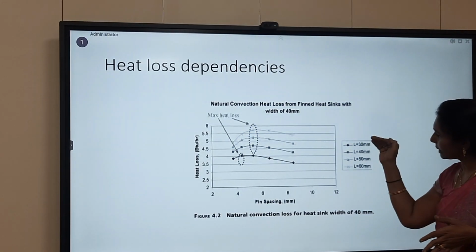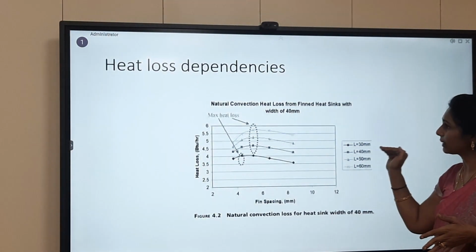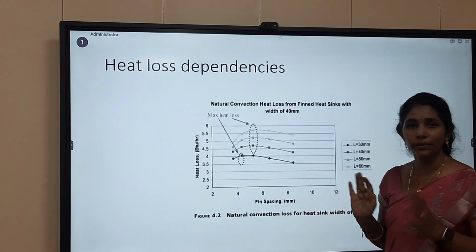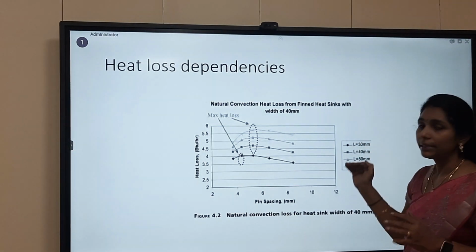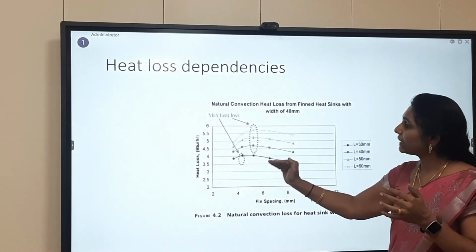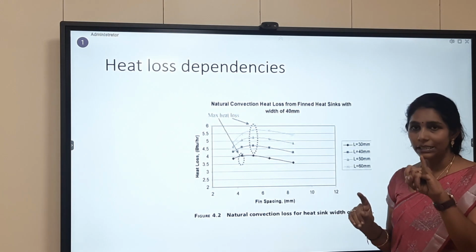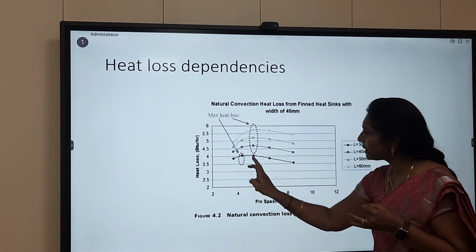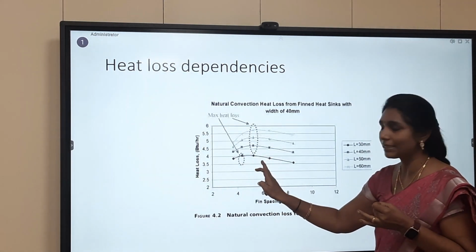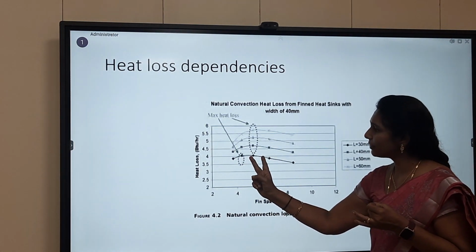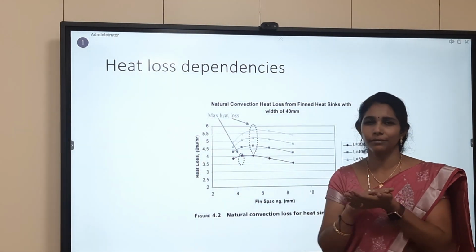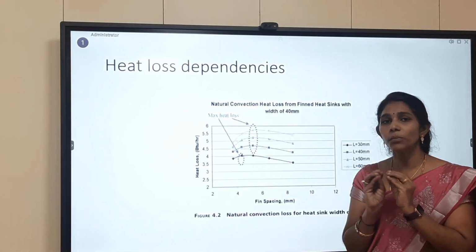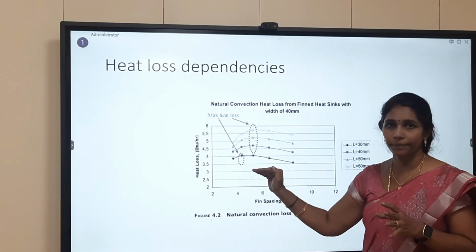So when I consider the next length of the heat sink, that is 40 mm, this is my second curve. Here also you can see that there are different values of heat loss. So as the length of the heat sink varies, there are different values of heat loss. That is the first thing. The second thing is, in this first length itself, if I consider the fin spacing, that is 4 mm and 6 mm, for both the values of fin spacing, I notice that the heat loss is more or less equal. Here it is 4.1 and here it is 4, that's all. There is not much variation in the heat loss, right?